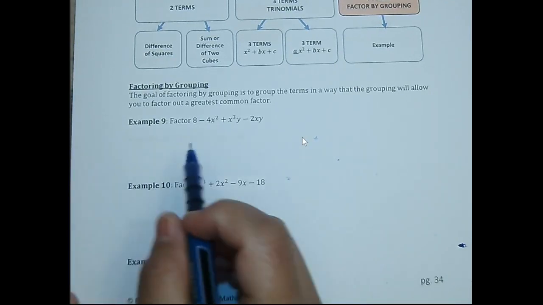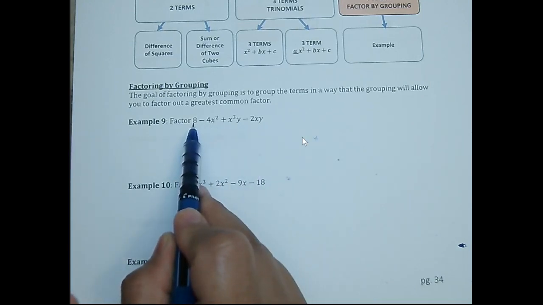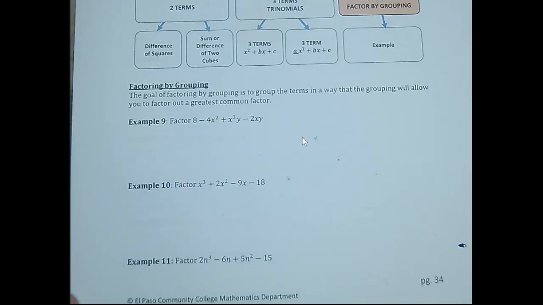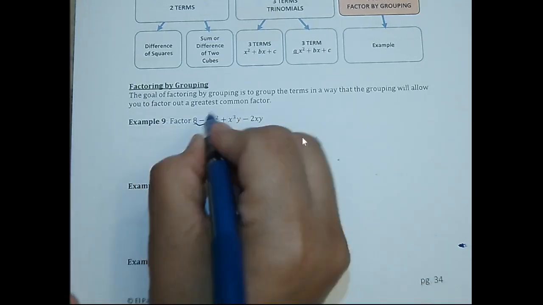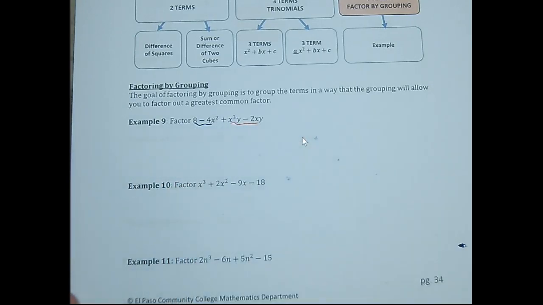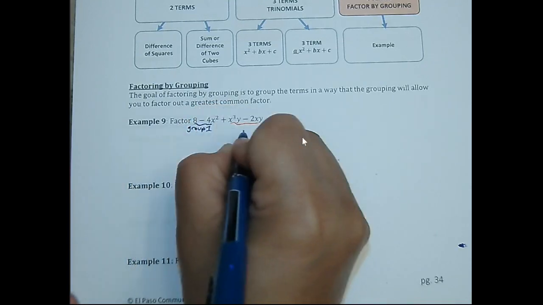So here we have 4 terms, so we can check to make sure that we don't have a greatest common factor. So we have 8, 4, and 1. So we're going to use factoring by grouping. So I'm going to group this as group 1, and I'm going to make this over here group 2.